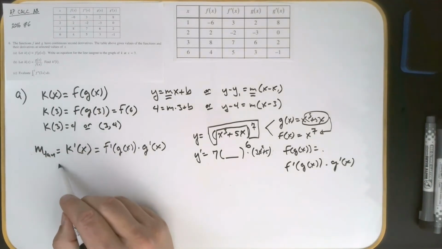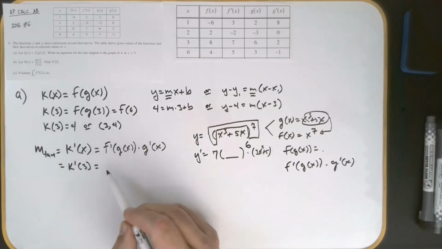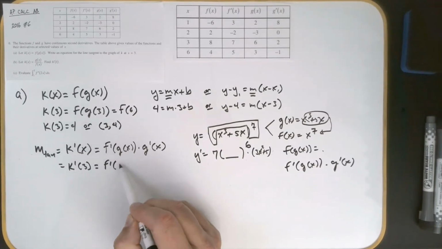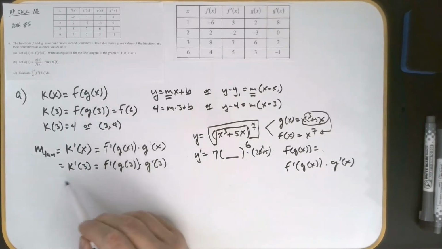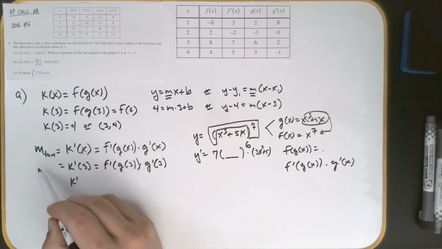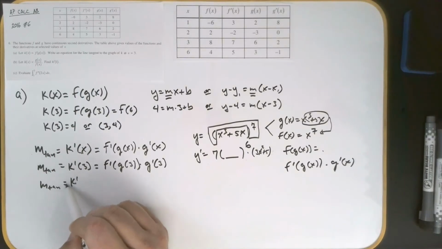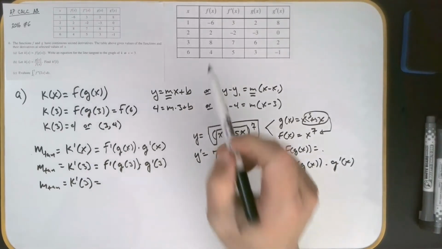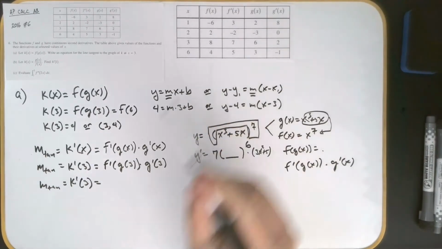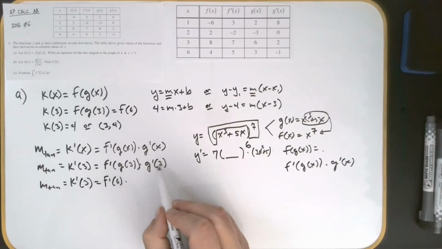So now we have to evaluate this at 3. So k prime of 3. So now we have to play the game of reading the chart over here. So k prime, I'll just keep going here. This is the slope of our tangent, which is our derivative. So at 3 is equal to, all right, g of 3, let's go over to the chart. So there's 3. So g of 3 is 6. So this is going to be f prime of 6 times g prime of 3.